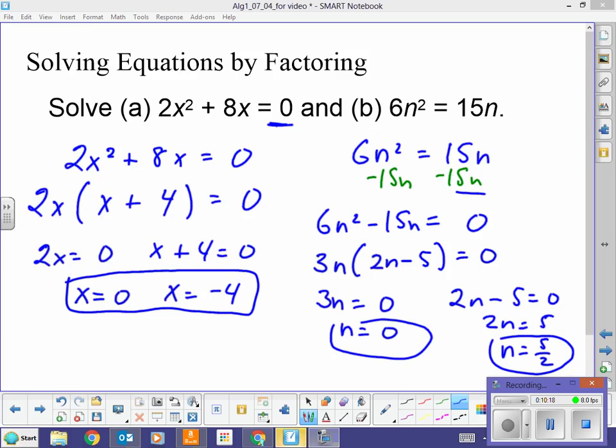Okay, so zero product property, factoring using the greatest common factor. We're going to explore different ways to factor later on. And then setting one side equal to 0, very, very important.